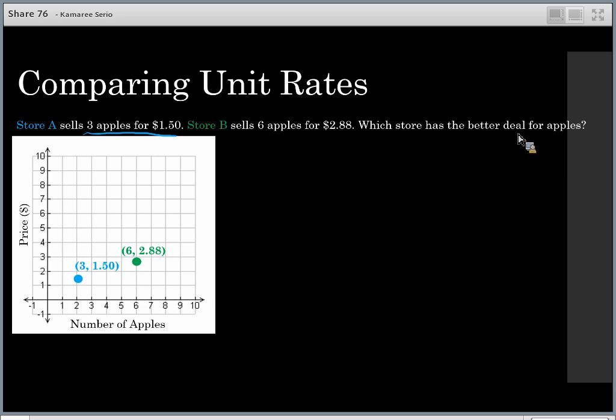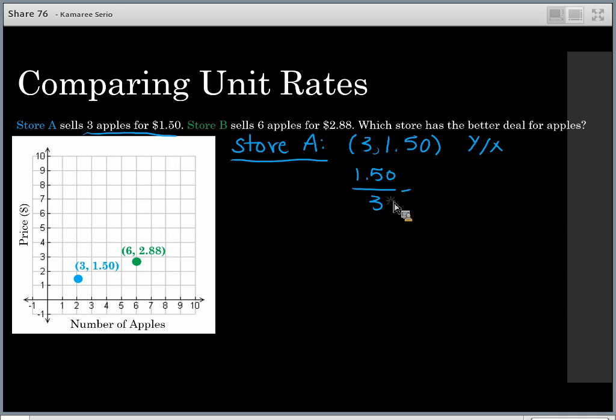So what we're going to do is find the unit rate for both stores. Okay, so here for store A, you can see on your graph it's color coded, right? Store A is blue up here and it's blue down here. Store B is green up here and it's green right here. So I have this 3, 1.50. I need to write this as y over x. So I have 1.50 over 3.